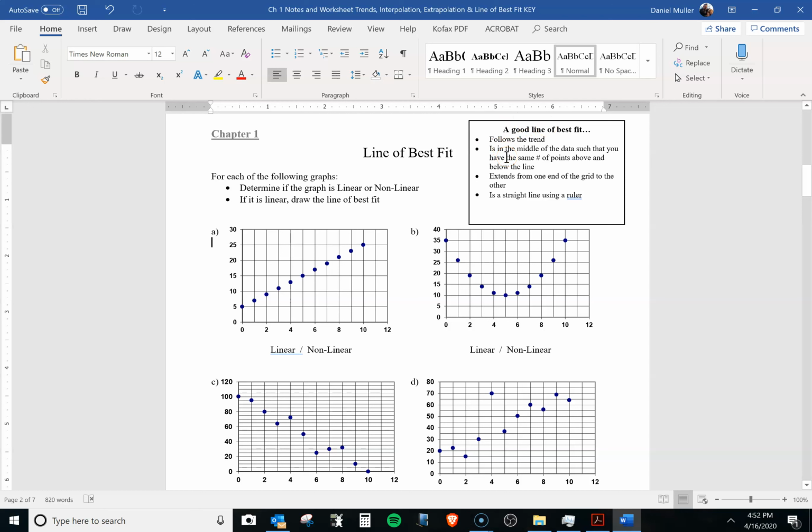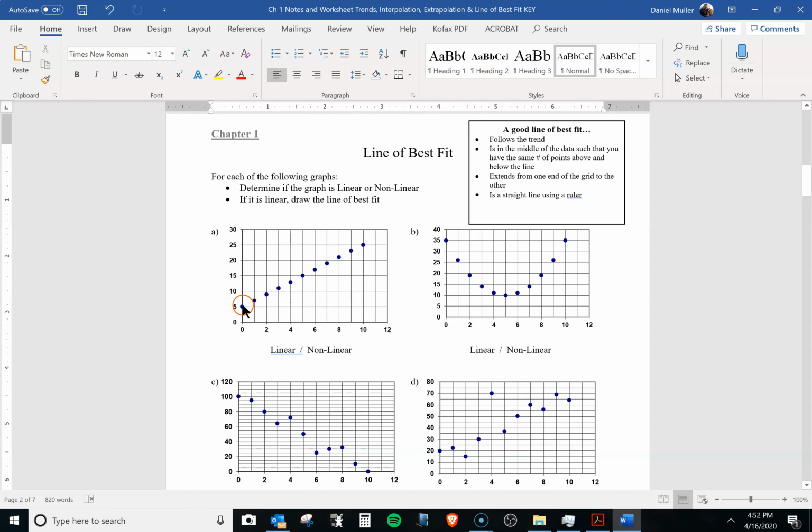So if it heads up, it heads up. If it heads down, it heads down. And it's kind of in the middle of the data, because the lines aren't going to be perfect. You want to use a ruler and draw a line so that there's the same number of points above and below. And we want to make sure that we extend the line from one end of the graph all the way to the other.